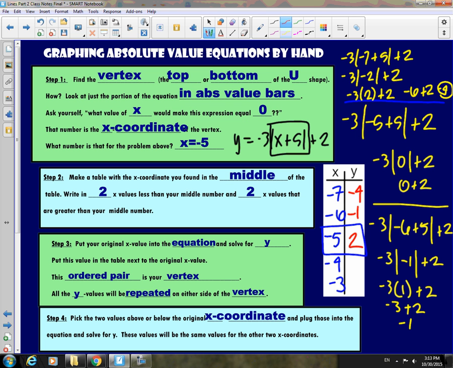If I look at the second directions here, all of those y values are going to be repeated on the other side of my vertex. So if I was 1 away from the -5, the -6 will be repeated to the -4, because -6 was 1 away from -5, so it's 1 away on the other side. And then the -7 will be repeated to the -3, so the -4 will repeat over there. The same properties of your parabola hold true for an absolute value.